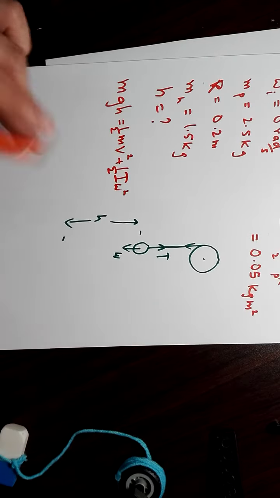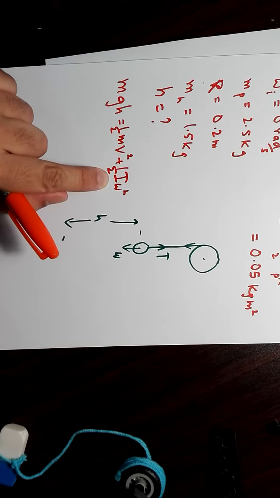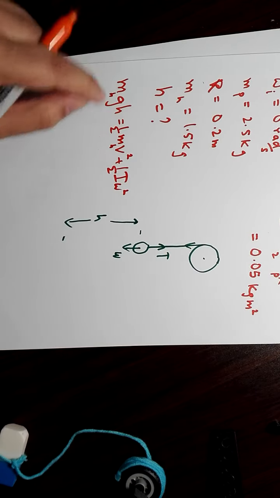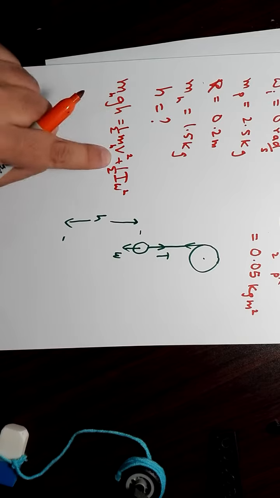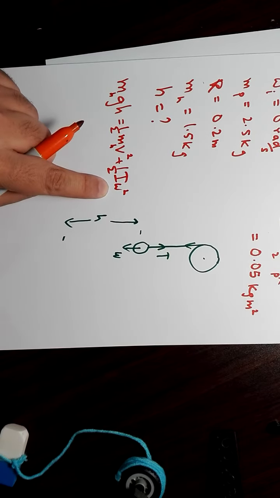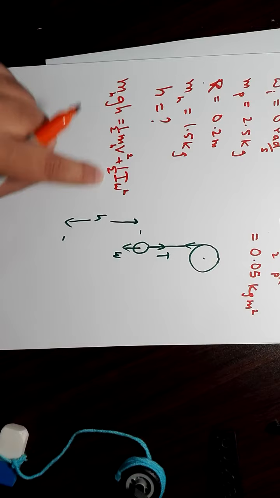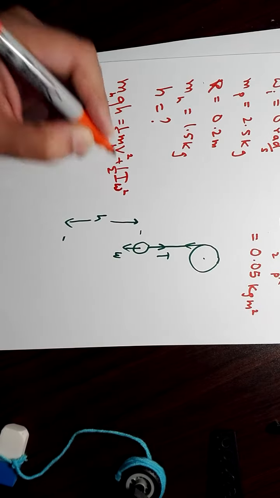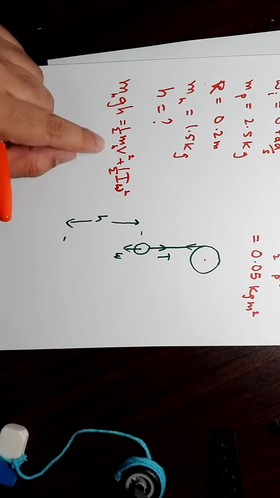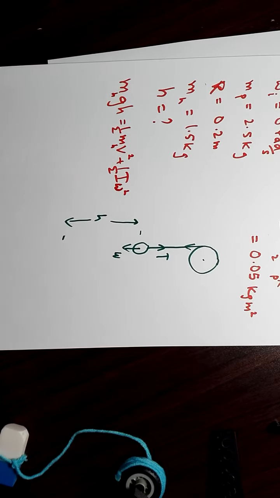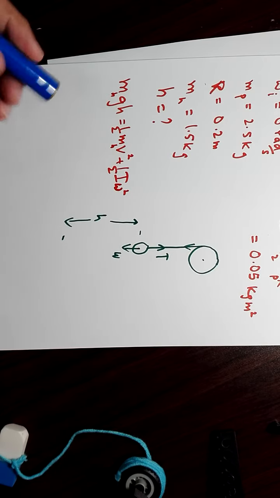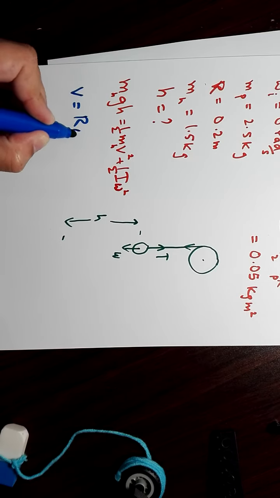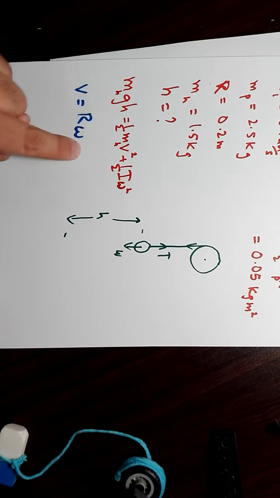Now you can see that we know the moment of inertia, right? We know the hanging mass, so we know the mass. We have to find this, but you can see that we don't know this, right? So we need to find omega, the angular velocity. And remember that v is related to r: v equals r omega. So if we know omega, we can plug in for v also.